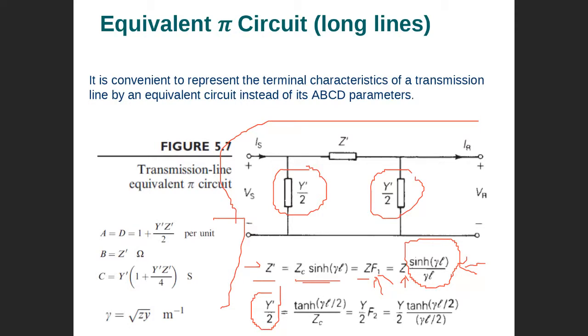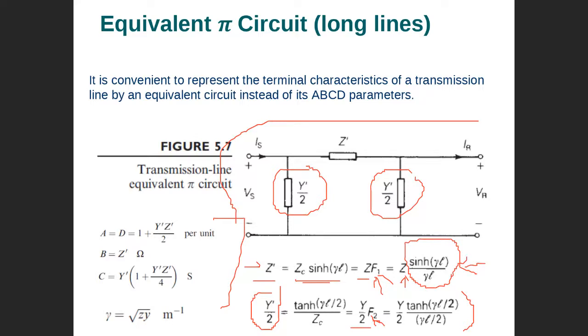Then Y prime over 2 times the correction factor F2. So F1 is the correction factor of the impedance, and F2 is the correction factor of the admittance. We can use tan hyperbolic, or sine hyperbolic, to calculate these. It is simple now. After calculating Y prime, Z prime, we plug them here to find A, B, C, D.